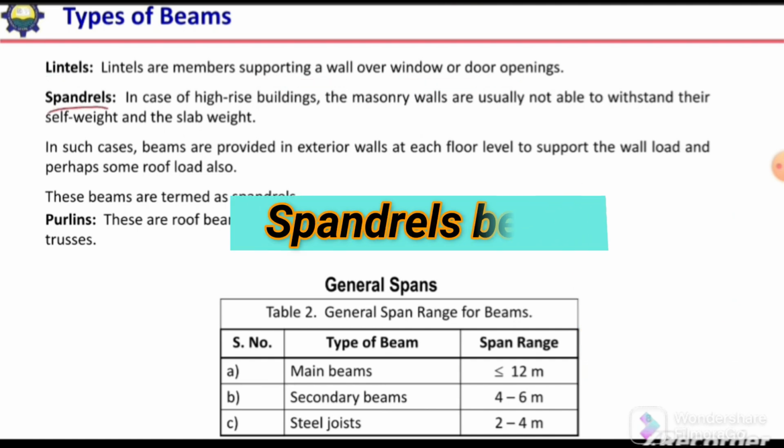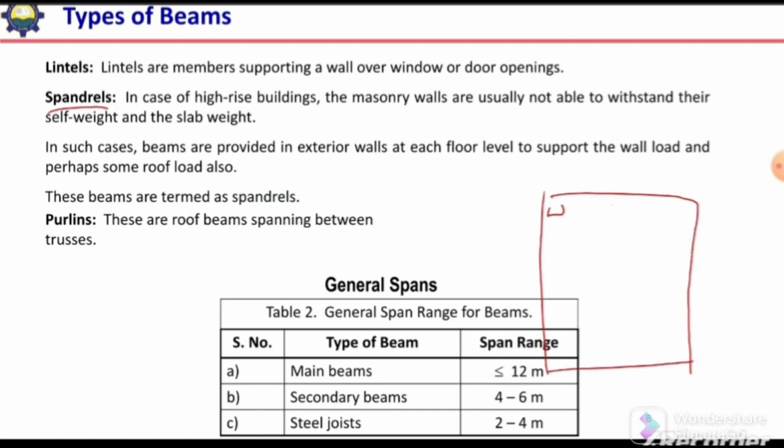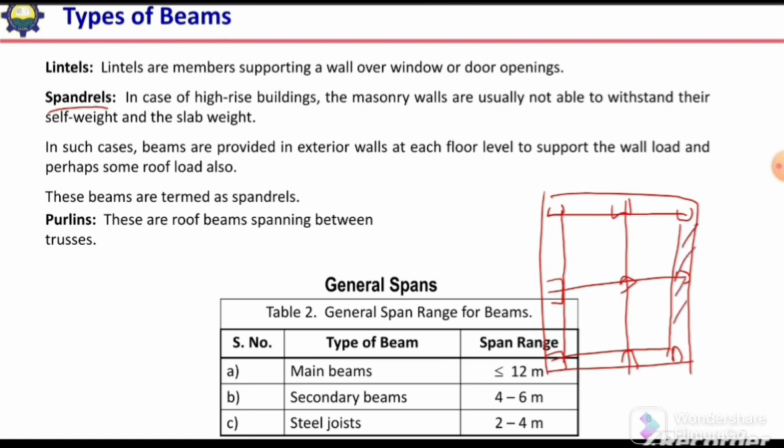Next is spandrels. Spandrels are actually the edge beams. In case of buildings, for example, we have a column over here, and we have many beams. In case of a high-rise building we have walls at the outer periphery, and the load of these walls is significantly high. The slab alone cannot resist the weight of these walls, or the walls themselves cannot resist their load because of the high-rise building. The bottom story walls will be subjected to significantly high load. In that case we need to provide a beam at the edges that will support the load of the wall above it. This beam is termed a spandrel beam.